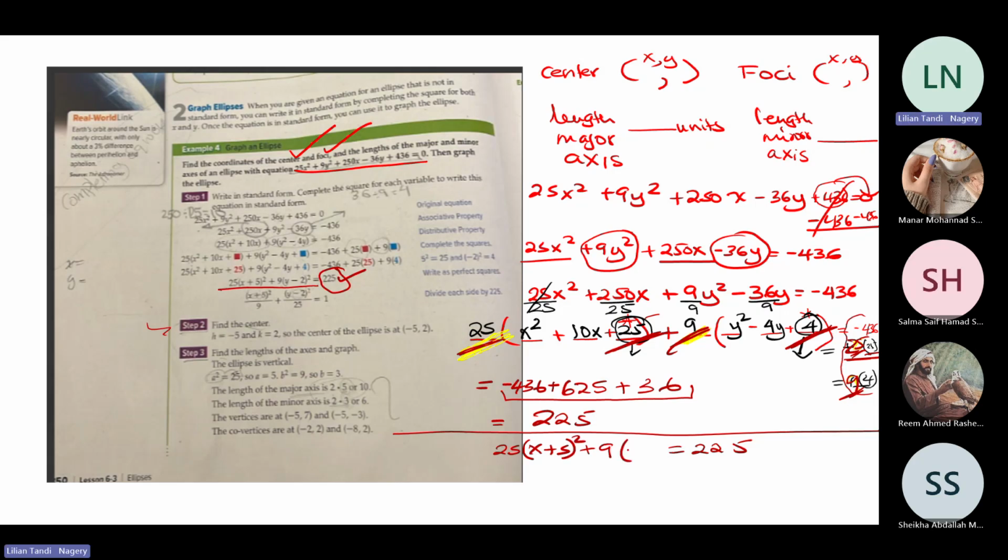What is negative 4 divided by 2? We are here. You're not answering me. What is negative 4 divided by 2? Negative 2. Negative 2 squared. Yes.